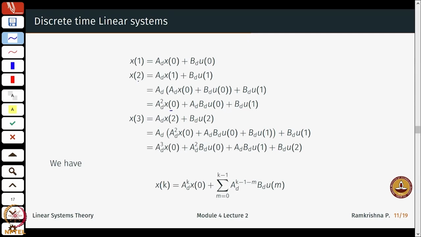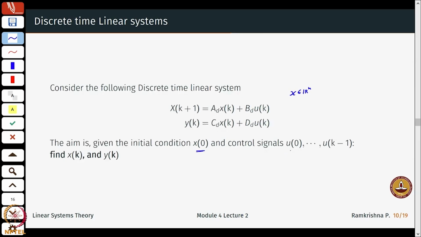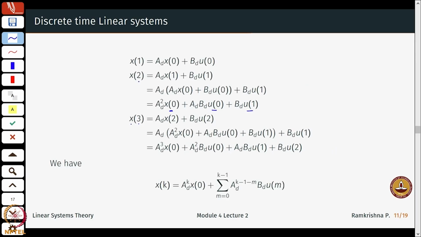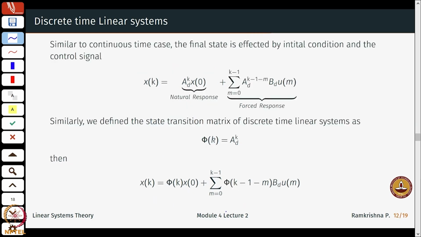So, to compute x 2 I need x naught, I need the input at 0 and I need the input at 1. So, that is what this statement means. Given an initial condition x naught and given u naught till u k minus 1, can I find x k and y k? So, that is the reason I need information on this also. Similarly, to compute x 3 I need x naught, I need u at 0, u at 1 and u at 2, and generally if I were to compute the value of the state at any time k.